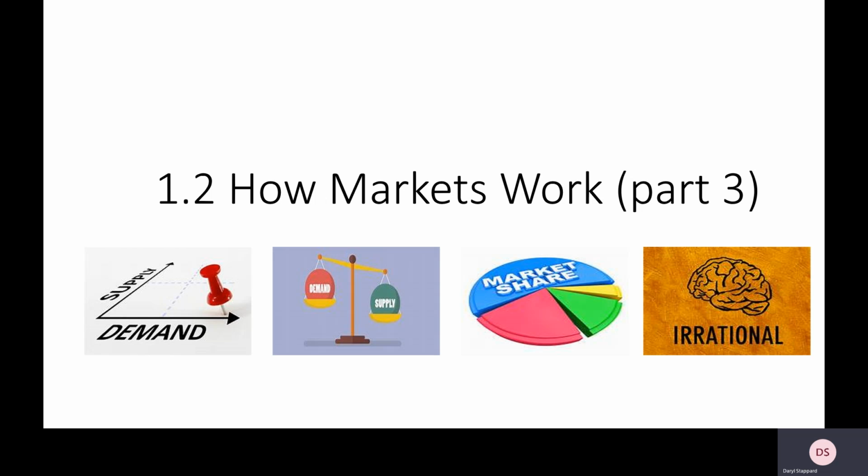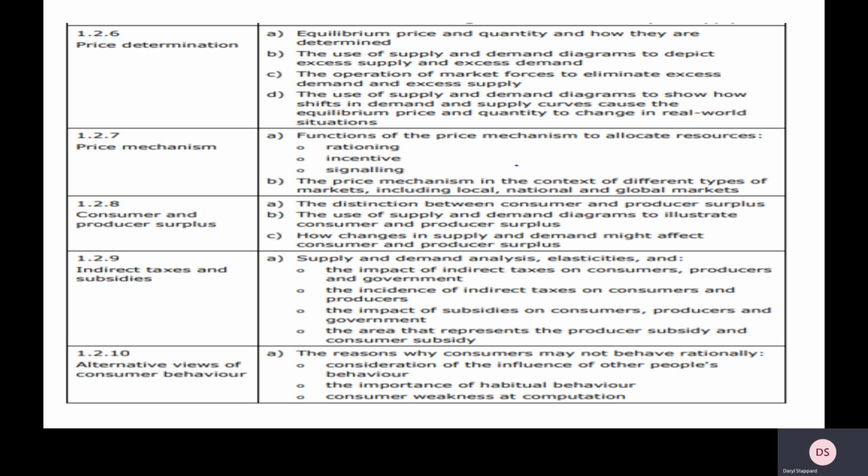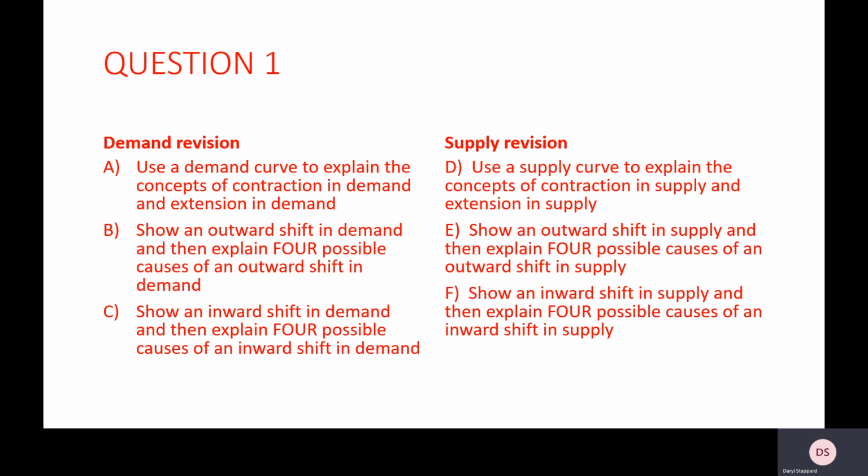This one is going to be looking at 1.2 from theme 1 again, and what we're going to be looking at in this video is 1.2.6 and 1.2.7 from the specification. So we're starting to think here about what we call a market equilibrium diagram. So what happens in a market when you put together both the sellers and the buyers together, so supply and demand together, onto one diagram.